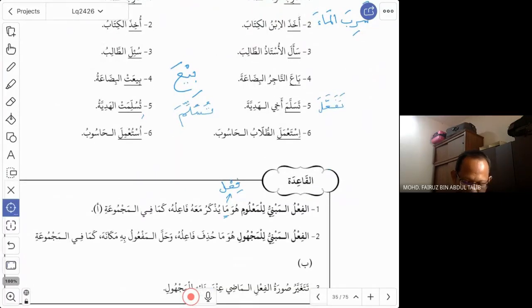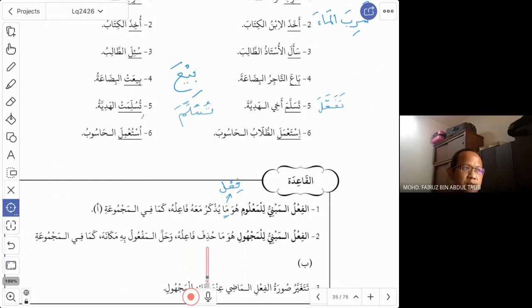And the opposite of mabni lil ma'lum is al-fi'lul mabniyu lil majhul. Majhul, the fa'il. So what is majhul here? What is unknown? The fa'il. Huwa ma huzifa fa'iluhu. Huwa ma huzifa fa'iluhu, the fi'il whose fa'il is removed. Huzifa means removed.